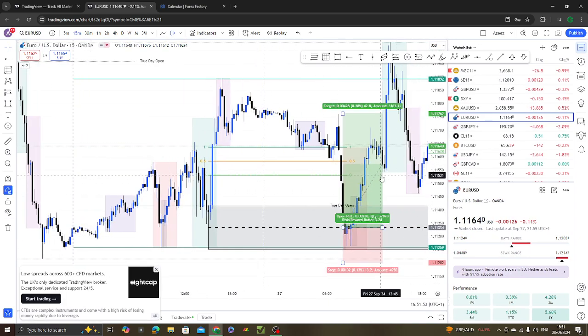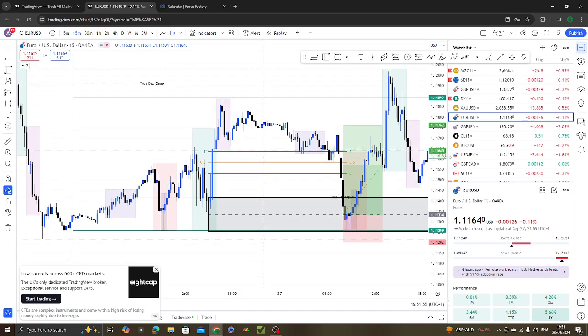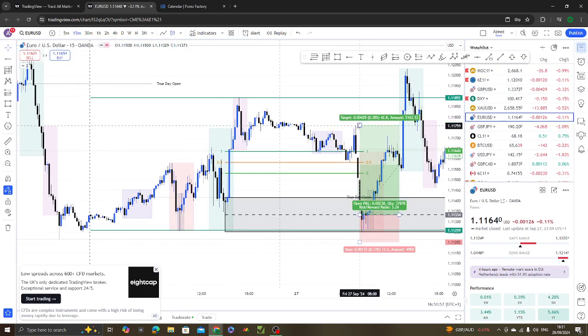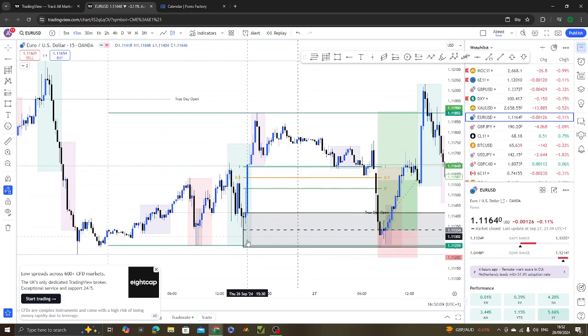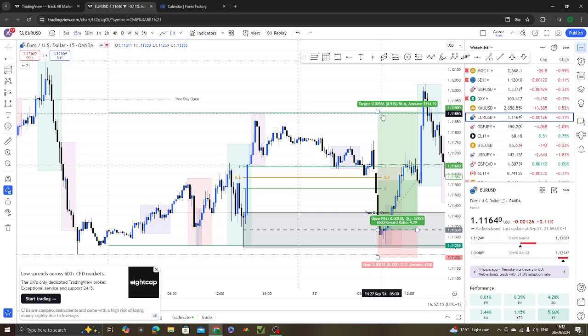Even if I don't want to aim for the first liquidity, I can say, look, I want to take out the last previous buy side liquidity, which is here. This is the sell side liquidity and that was the buy side liquidity. So if I hold it until it takes that buy side liquidity, I'm in 1 to 4.